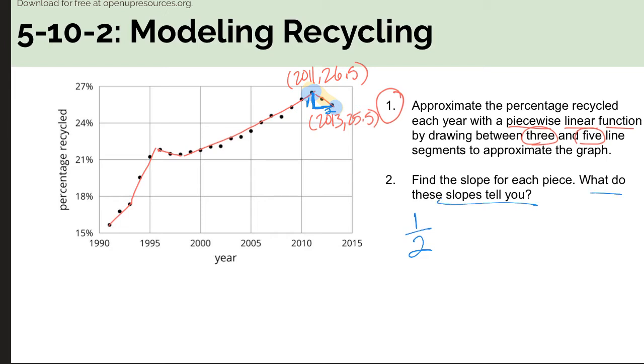Now, what does this tell you? That's more important here. And what it's telling us is that during those years, the amount of recycling, or amount of garbage that was recycled, decreased by 0.5% each year. We know it decreased because it is going downward as we go left to right.